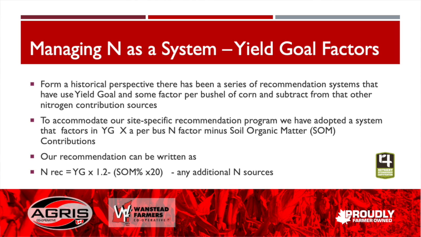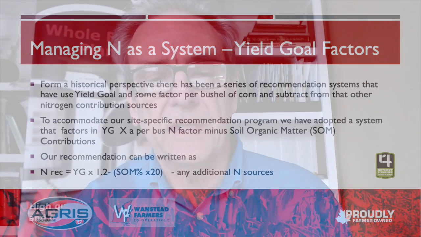So our recommendation can be written as follows: NREC equals yield goal times 1.2 minus soil organic matter times 20 pounds of N for every percent of organic matter, and subtract from that any additional N credits. So when we look at this a little deeper, where does 1.2 come from?